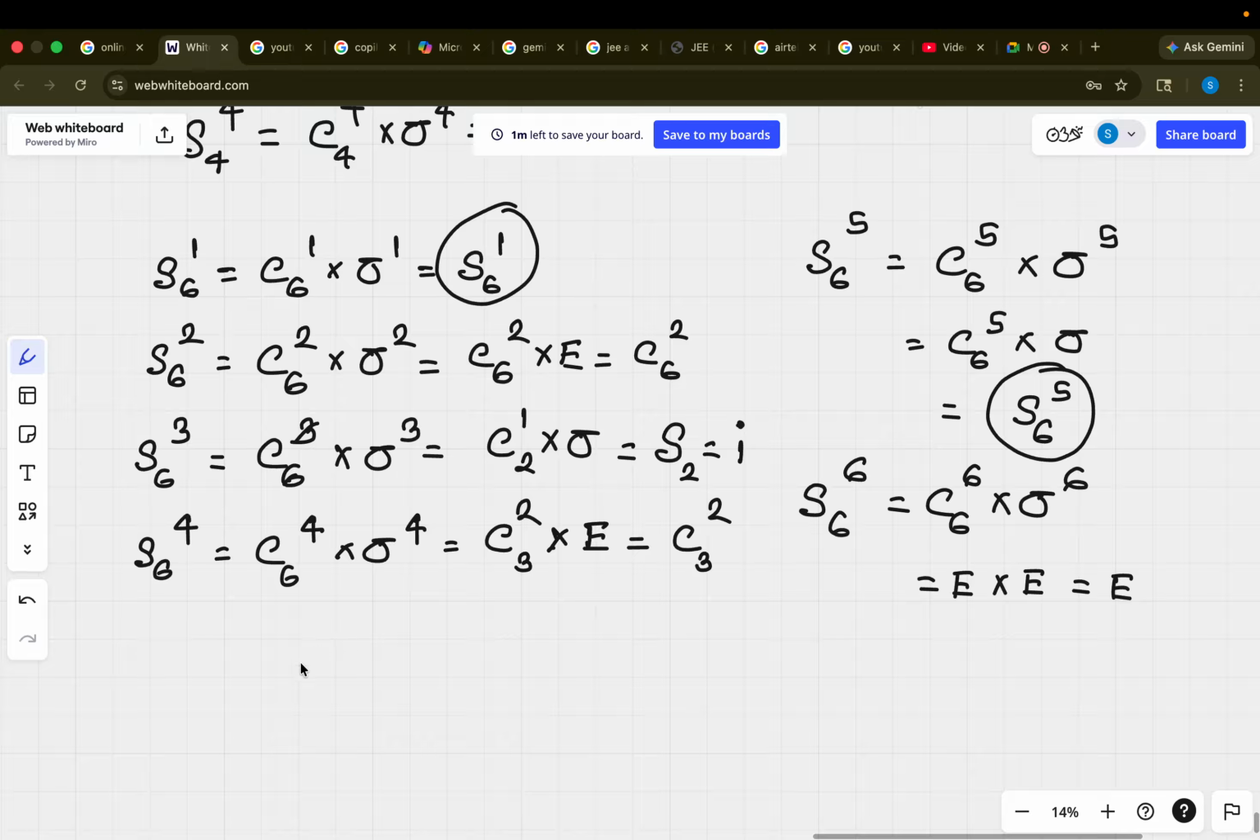So the number of operations, okay, this number of operations will be what? Only 2. Okay, so in S6 also you are getting the number of operations equal to 2. Fine, so these are the things, and these are the ways you can find it out.